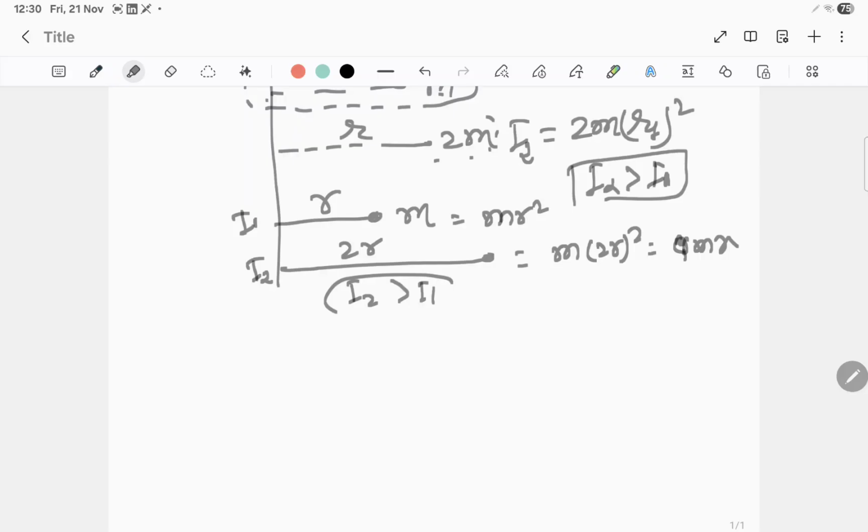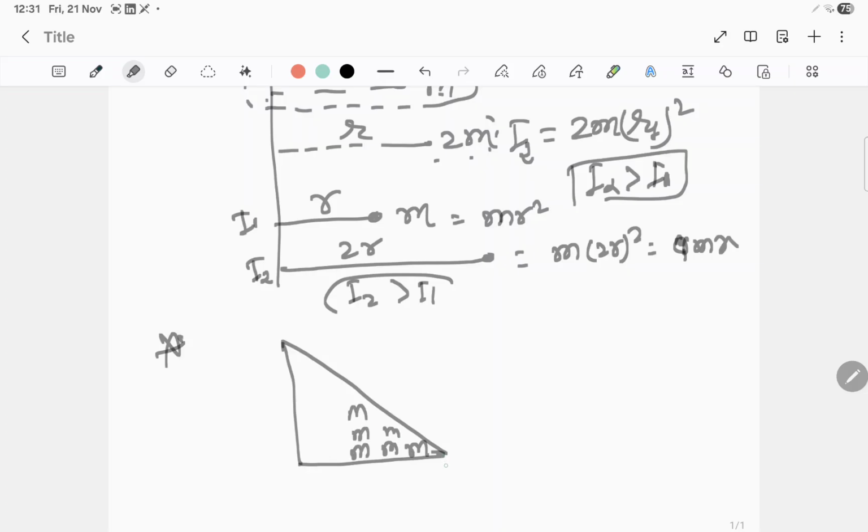Let us come to the next one: moment of inertia depends on the mass distribution. As we know, the more the mass, the more the moment of inertia, because the formula says I equals m r squared. And if the mass is distributed more widely, the moment of inertia will be more. So suppose there is a situation, there is a block, and this is m.